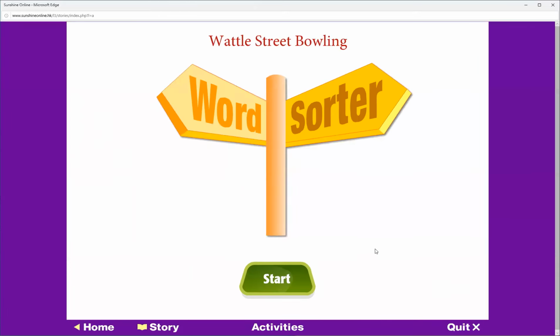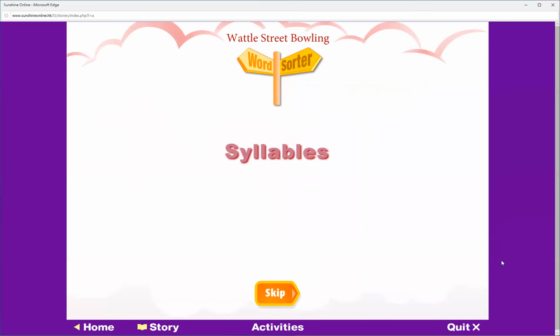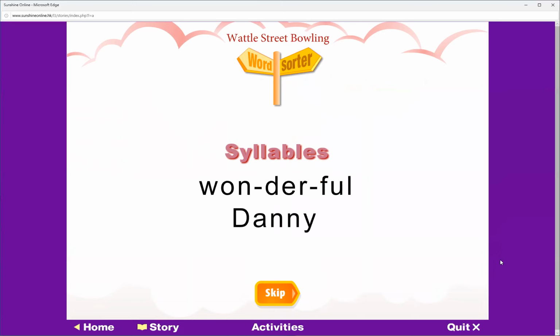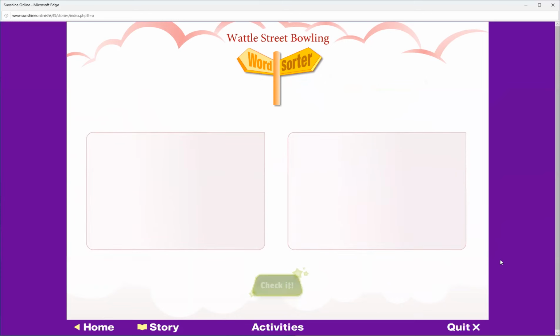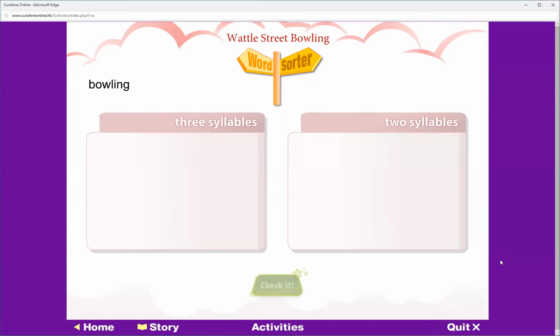Word sorter. Click Start. Break words into their syllables to help work them out when you are reading, and also when you are trying to spell them. For example, wonderful has 3 syllables, and Danny has 2 syllables. It's easier to break the word into its syllables when you say the word slowly or clap your hands as you say it. Sort them out. Drag the correct word into the space, then click on Check It.